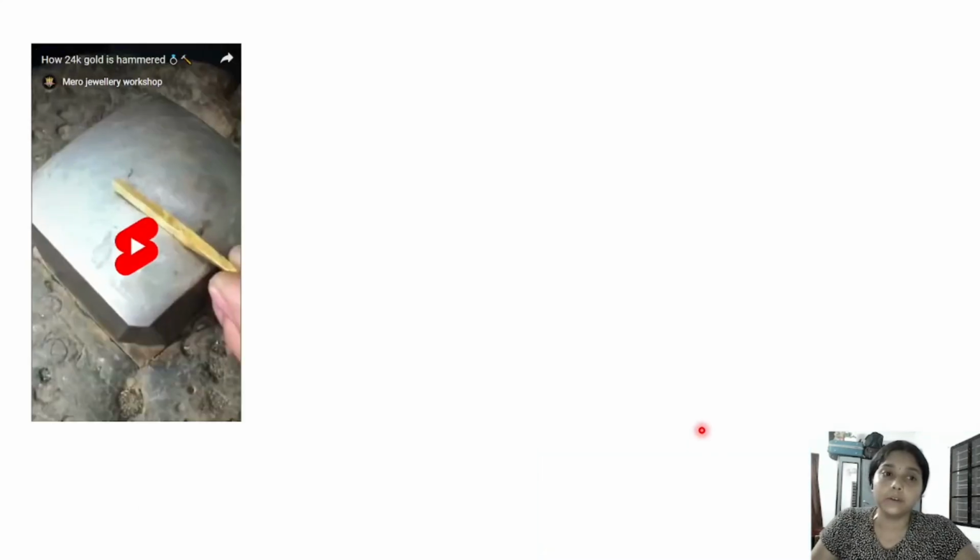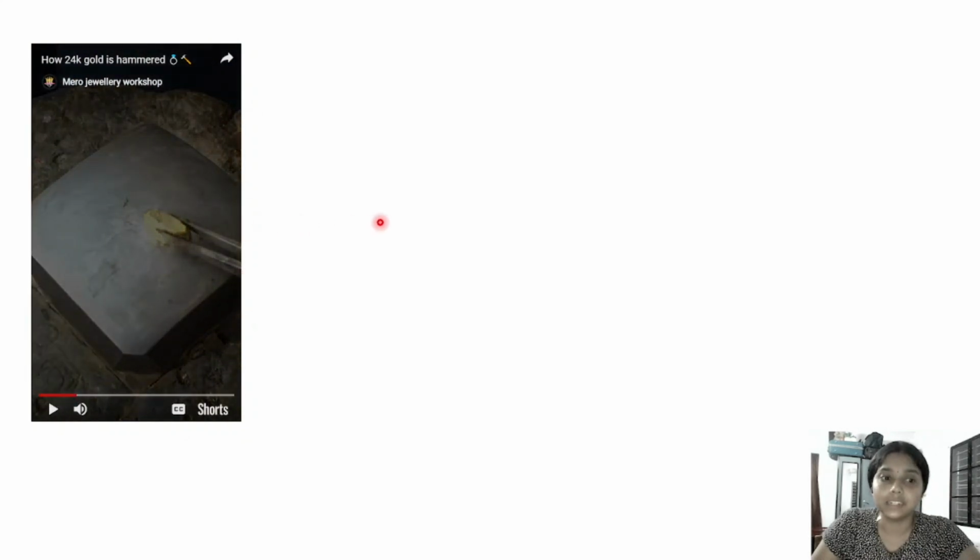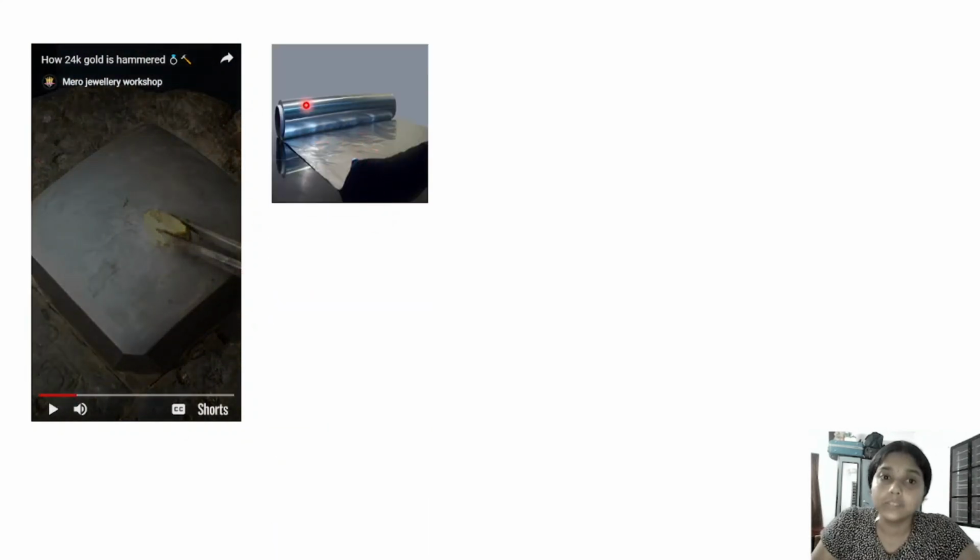Okay. Now, in this video, what was happening? The metal was hammered, and I'll show you once more. The metal was hammered, and it is getting flattened, right? Okay. So have you seen this in the previous slide? Yes, it is aluminum foil. It is a paper-like thin sheet. How can this thin sheet be made? It can be hammered.